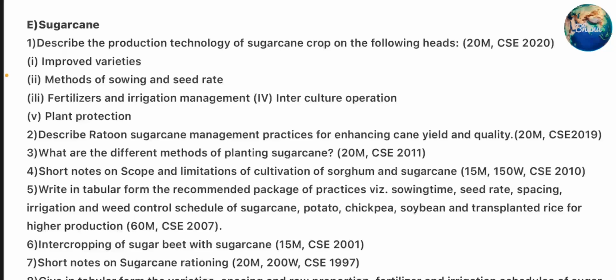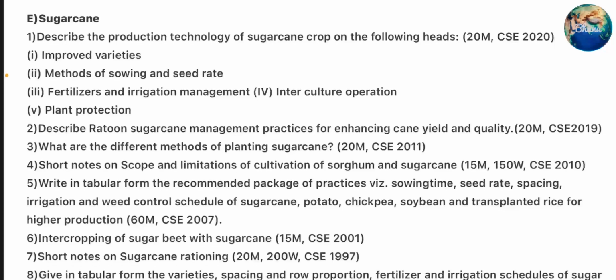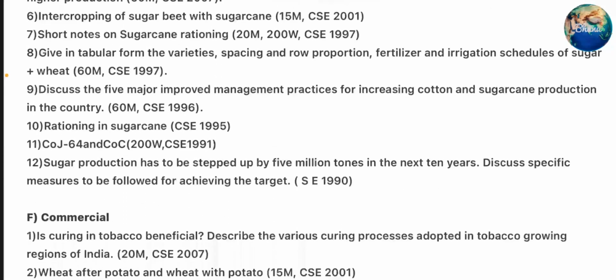Question 7. Short notes on sugarcane ratooning. Question 8. Give in tabular form the varieties, spacing and row proportion, fertilizer and irrigation schedules of sugarcane plus wheat. Question 9. Discuss the 5 major improved management practices for increasing cotton and sugarcane production in the country. Question 10. Ratooning in sugarcane. Question 11. COJ 64 and COC.